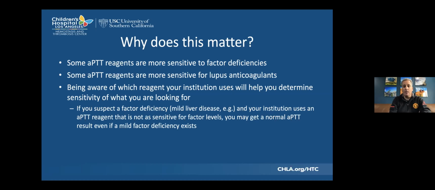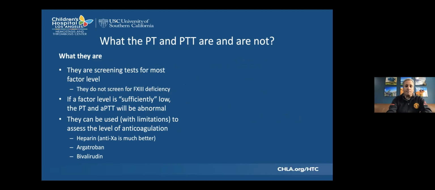So if you suspect a patient has mild liver disease and they may have a factor deficiency or they're bleeding, and your institution is using a PTT reagent that's not as sensitive for that, you may get a normal PTT where your neighbor or one of your colleagues here in their lab for the same sample may get an abnormal PTT. So keep that in mind. These are subtle things, but they can make a difference clinically. So you may want to get a sense of what your hospital is using to make those kind of decisions.